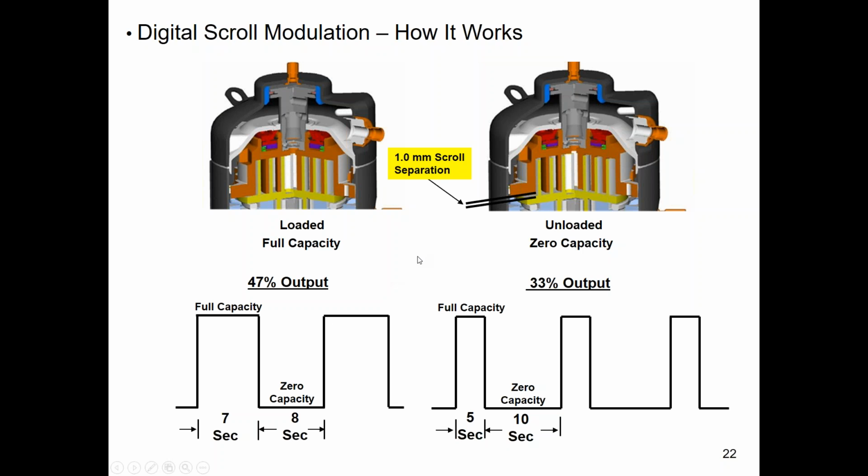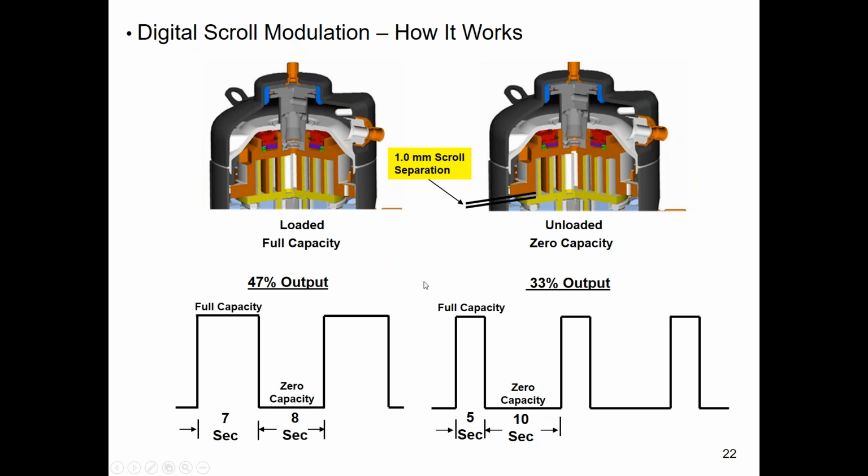So it's a little bit different than just figuring the sheer percentage of capacity off the entire machine. Always think about that on digital scroll. Don't go to, hey, if I'm unloaded for 10 seconds and only loaded for 6 seconds, I'm at this percent. You don't do that. You look at what the tonnage is of the compressor itself. Is that clear? Any questions on that?